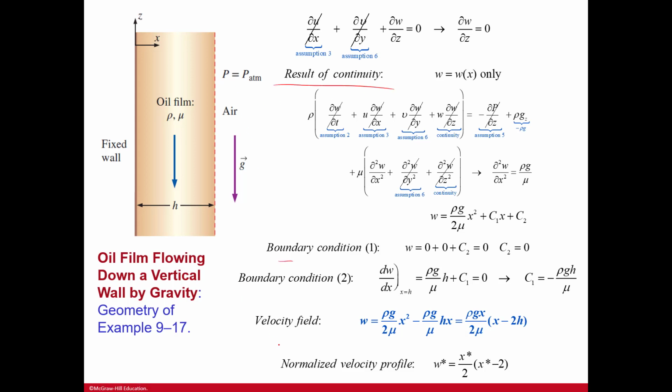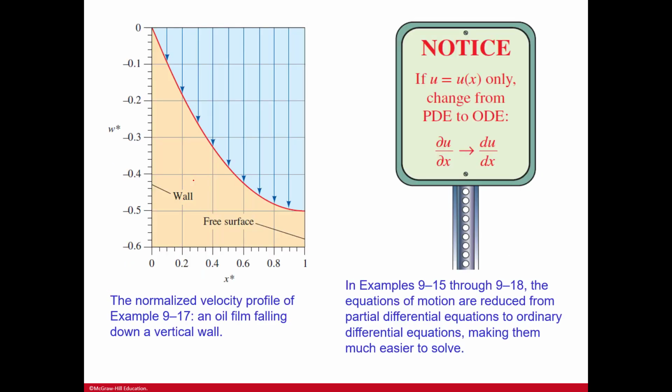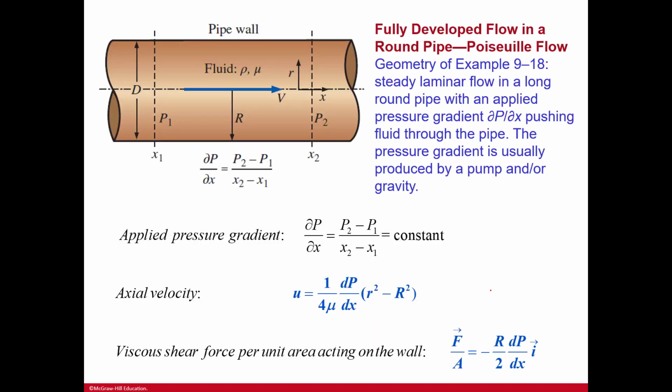Here's additional assumptions going forward: the result of continuity, the boundary conditions, velocity field, normalized velocity profile for oil film flowing down a vertical wall by gravity. And then here is just the normalized velocity profile of this example, so the schematic of the oil film falling down a vertical wall. And then through the examples 9-15 through 9-18, the equations of motion are reduced from partial differential equations to ordinary differential equations, making them much easier to solve because we like easier to solve.